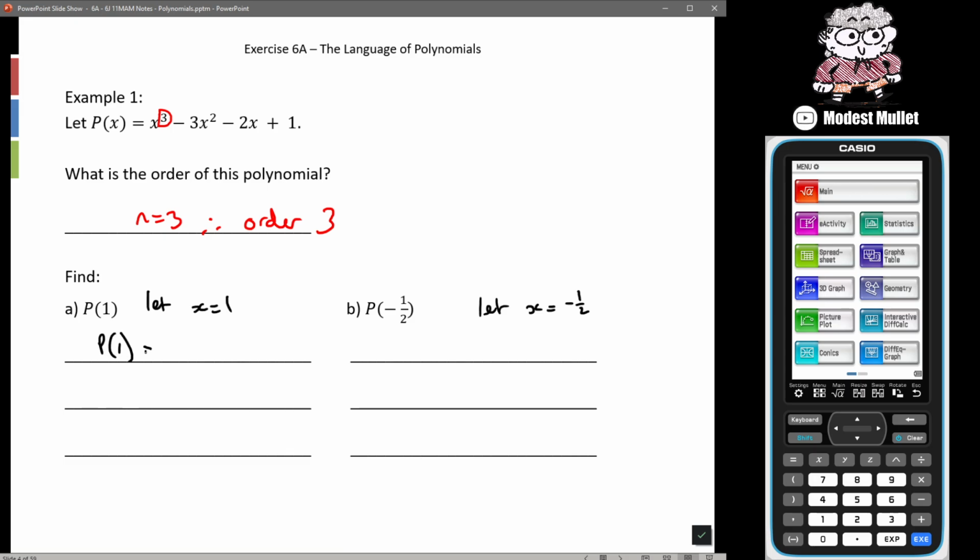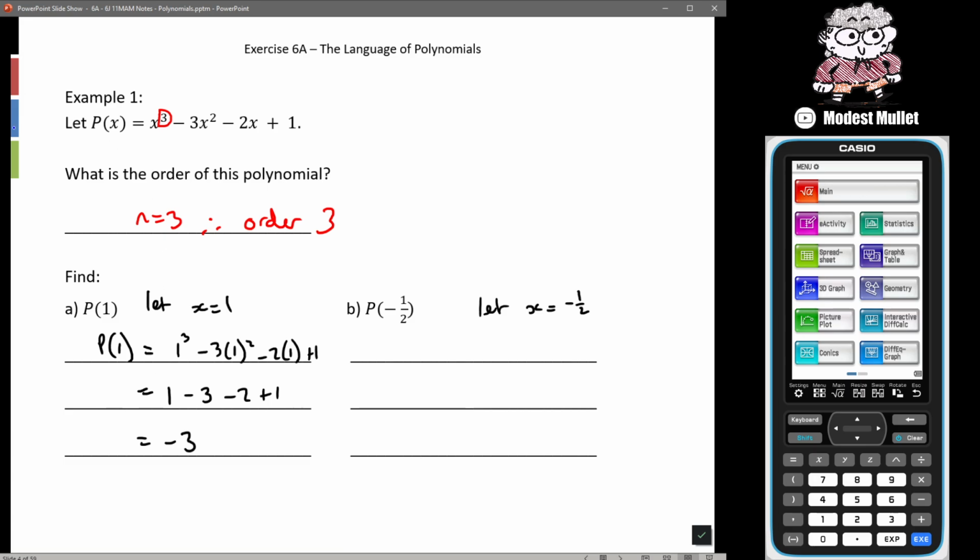So P of 1 is equal to 1 cubed minus 3 by 1 squared minus 2 by 1 plus 1. And we get 1 minus 3 minus 2 plus 1. And that gives us negative 5 plus 2 in the end, so that will be negative 3 as our final answer.